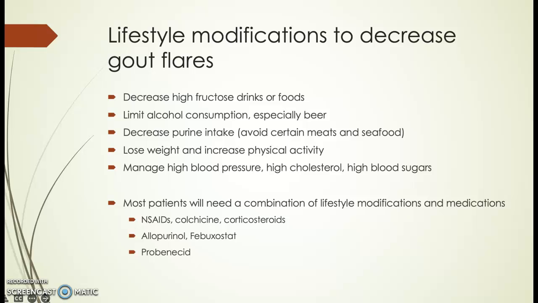NSAIDs, colchicine, and corticosteroids can decrease inflammation caused by gout and help reduce pain. Allopurinol or febuxostat can help decrease the body's production of uric acid. In the case of this patient, probenecid could help increase uric acid secretion by the kidneys and help decrease gout flares in his future.